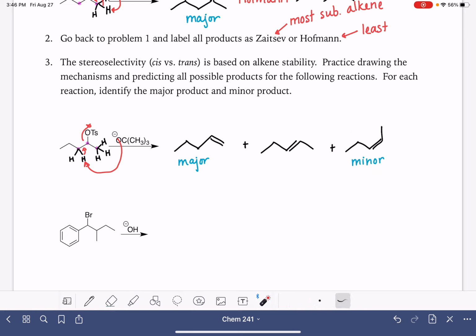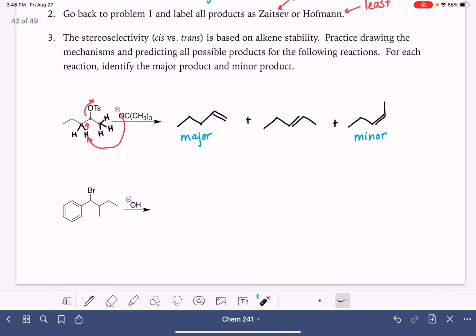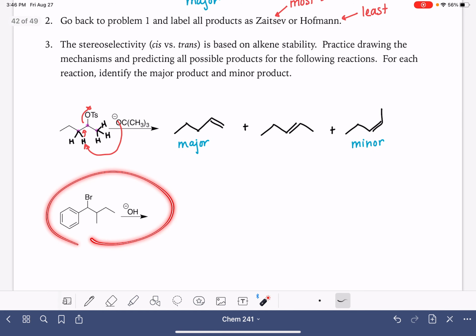So I'm just going to take the label off of this guy. We don't have a name for this. We can only identify the one major and the one minor, and then the things that are in the middle don't get a name at all. We've got one more of these that we can practice.